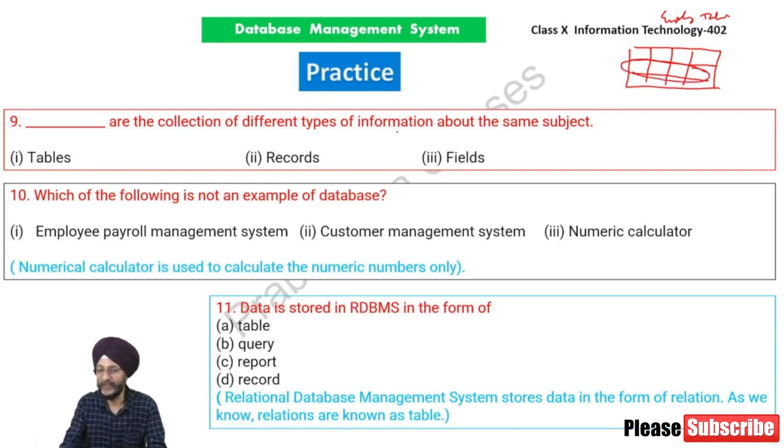Different types of information about the same subject. It may be one particular employee. Different types of information may be what is his ID, what is his name, where he lives, what is his salary. So the answer is: different types of information about the same subject is records.